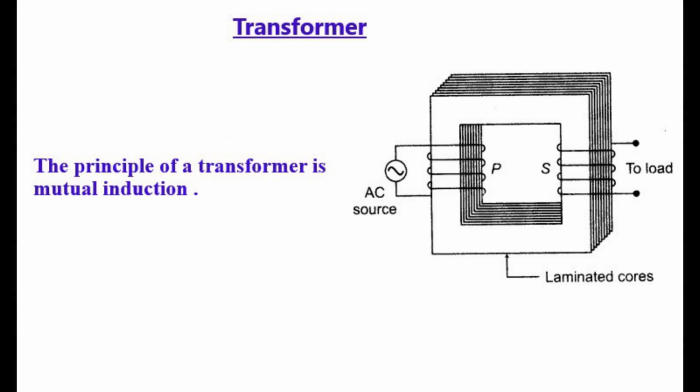There are two types of winding for a transformer. They are primary and secondary. The windings are done over a laminated iron core. A transformer works only on AC.